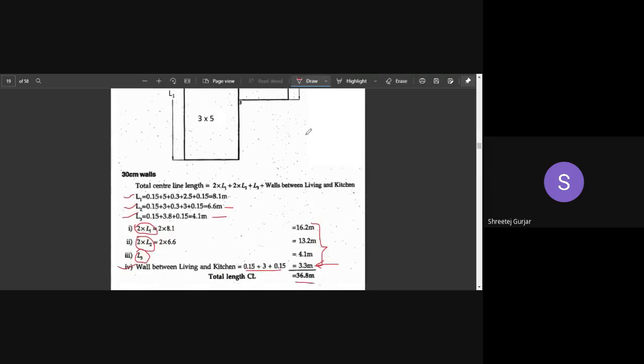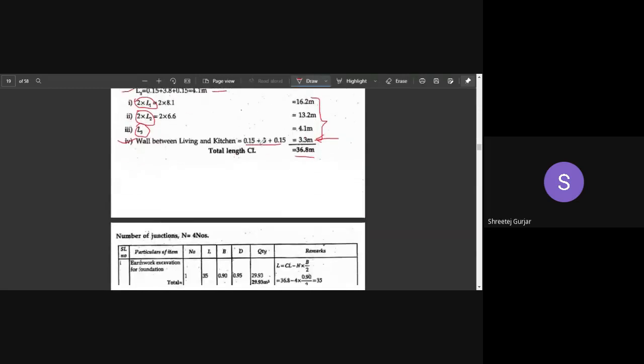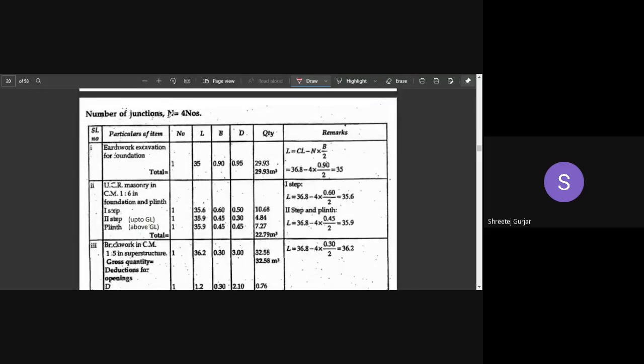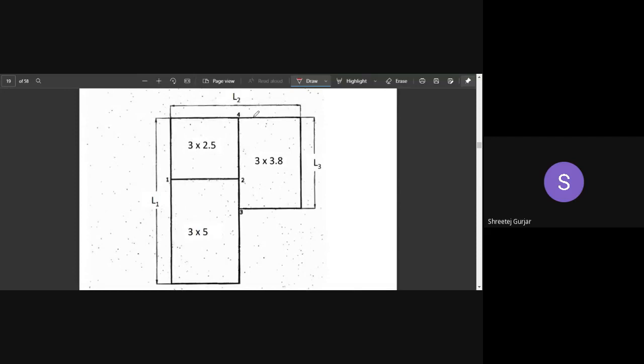After the calculation of centerline length, we move on to calculate the number of junctions. Let us look into our plan. You can see how many T junctions you have. You can observe it is a T, so this is your first junction. Then a T over here, so this is your second junction. Then we have one more junction over here, that is the third T junction. And the last one, you can see a T junction over here. So we have 4 T junctions.